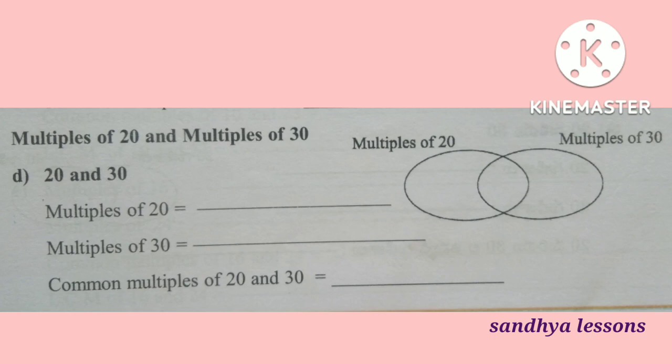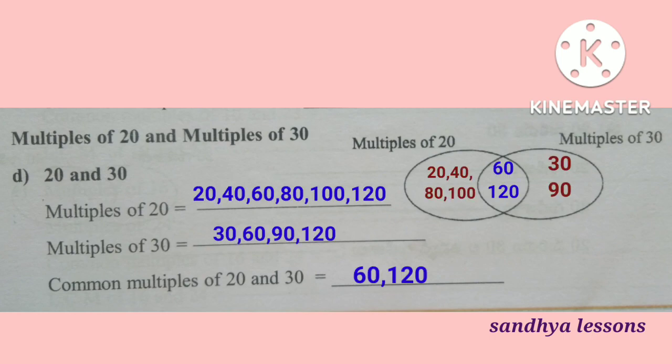D problem. Multiples of 20 are 20, 40, 60, 80, 100, 120. Multiples of 30 are 30, 60, 90, 120. Common multiples of 20 and 30 are 60, 120.